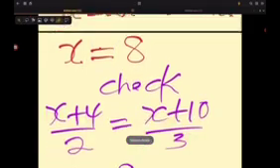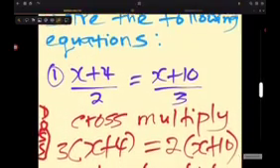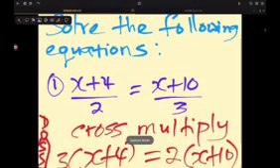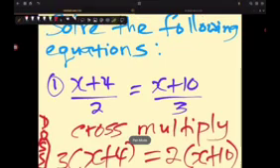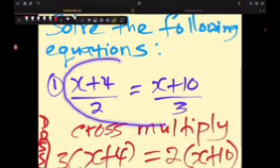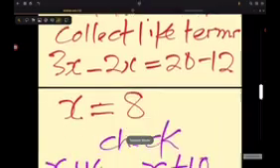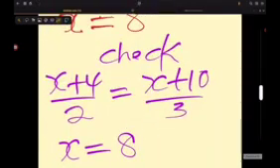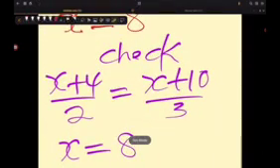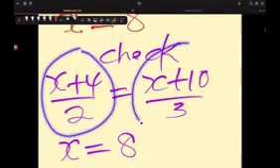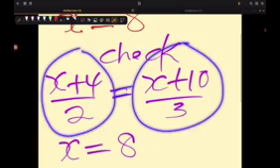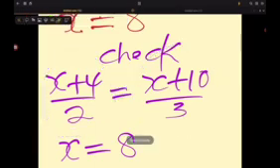Then let's quickly carry out a check. To carry out a check, we use 8 to replace anywhere we see x in the original question. So I've repeated the question here: x plus 4 over 2 equals x plus 10 over 3. Our x is equal to 8, so let's quickly replace.